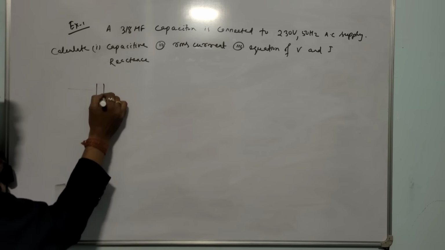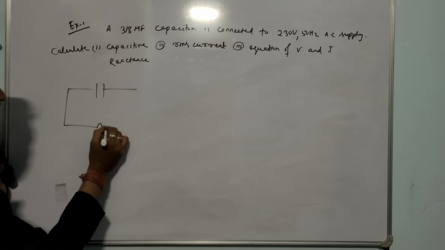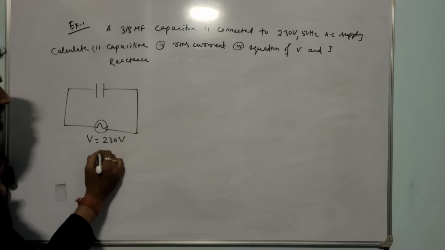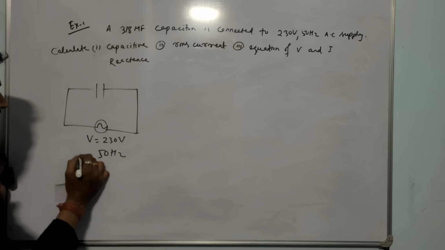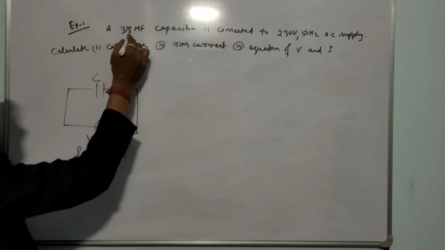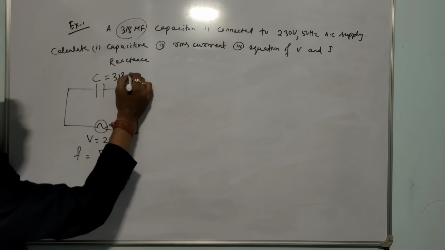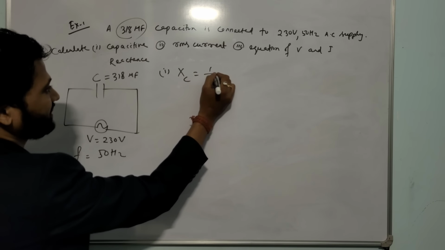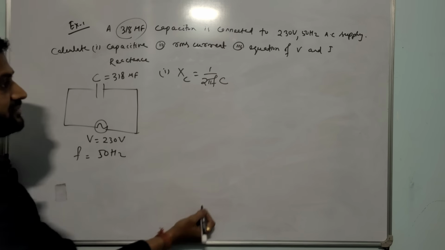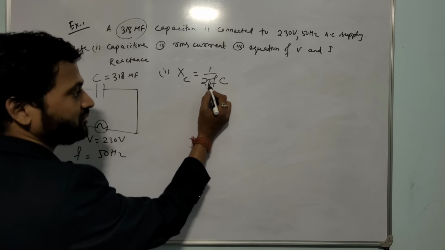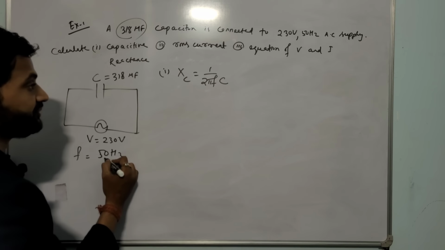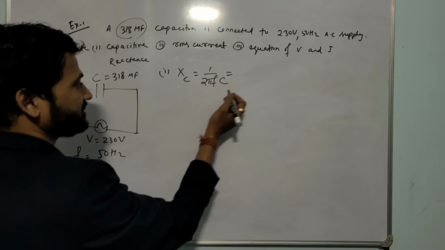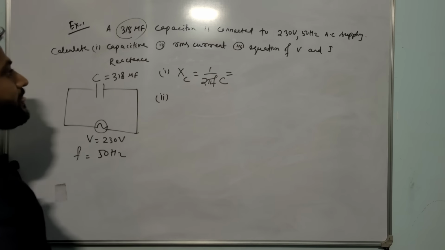It is very easy. See, there is a pure capacitor. The voltage given is 230 volt, the frequency is 50 hertz, and the capacitance value is given as 318 microfarad. So the first part is capacitive reactance. What is the formula of capacitive reactance? 1 by 2 pi f C. The value of 2 pi is 3.141, frequency is 50, and capacitance is given as 318 into 10 to the power minus 6. So put the values and get the answer, you can do it.